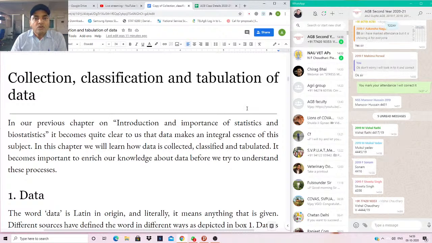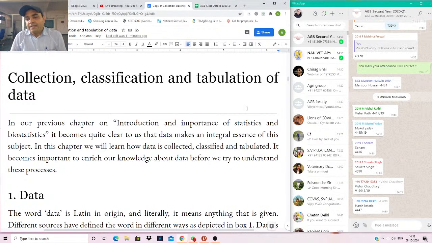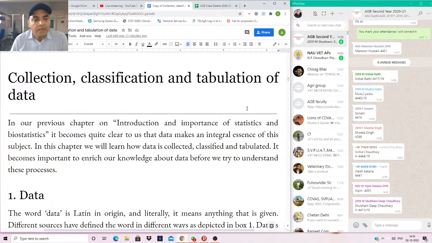Good afternoon, students. I think some problem is there in the sheet for the attendance. Don't worry. Keep on marking your attendance in the stipulated time. I will correct the code later on when there is time between the two classes.